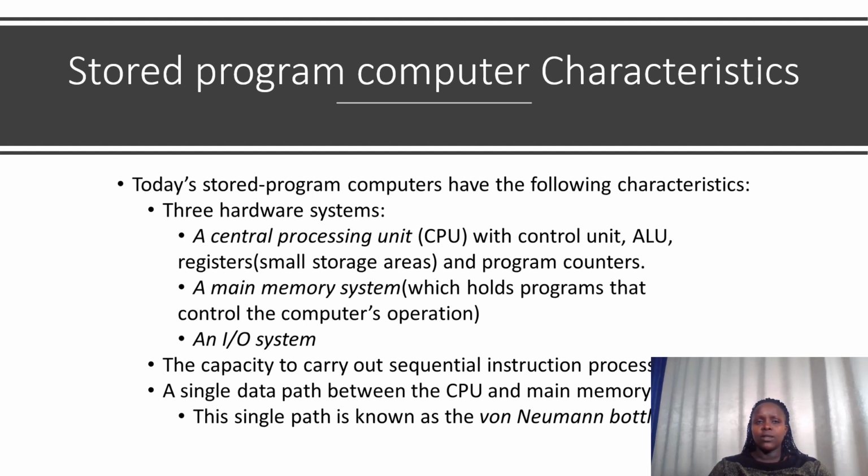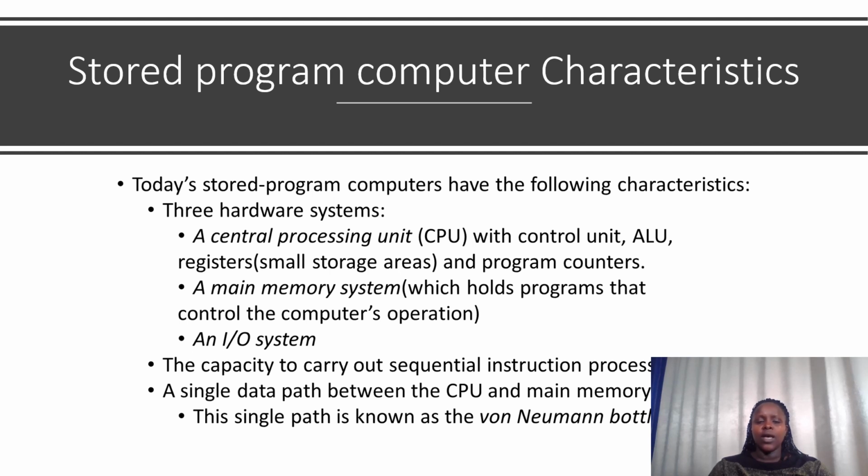The second characteristic is the capacity to carry out sequential instruction processing. This means that a machine designed under the von Neumann architecture, or the von Neumann model, processes the instructions or the data in a sequential way. The instructions are processed one after another, not in parallel, but sequentially.